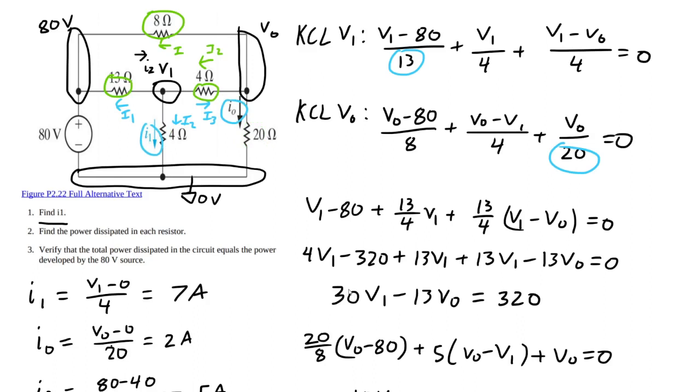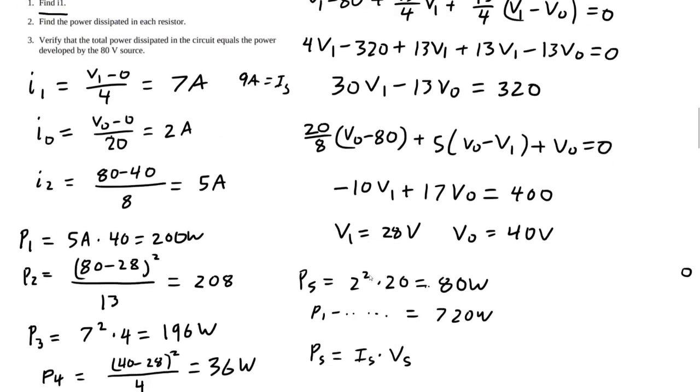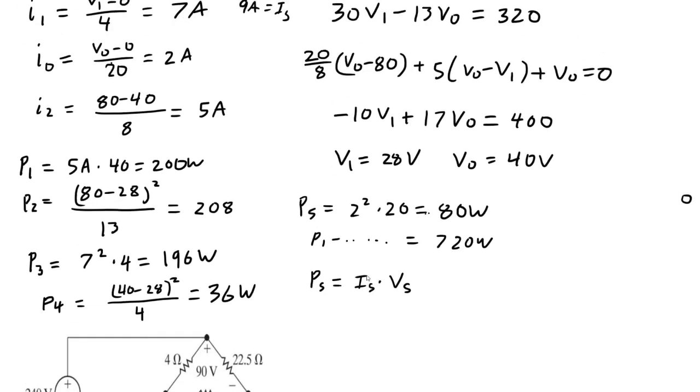So I0 plus I1 is 7 plus 2, is 9 amps. That's going to be IS. So IS is 9 at 80 volts. So 9 amps times 80 volts. And it's supplied, so minus 720. So yeah, power check passed.